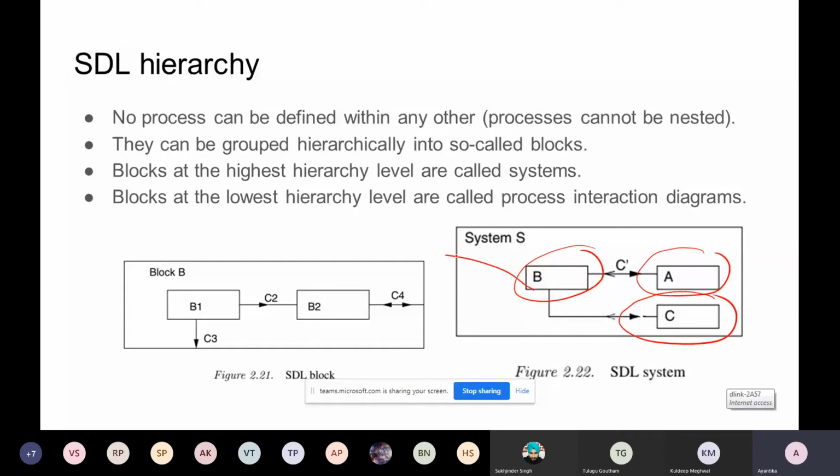Again, this block B is composed of this type of subcomponents and their interactions. Whatever output you are sending from this block B, see these C4, C3, those are basically these two outputs. It is going to some other main blocks where different types of subcomponents are present. So there is a sort of hierarchy again.